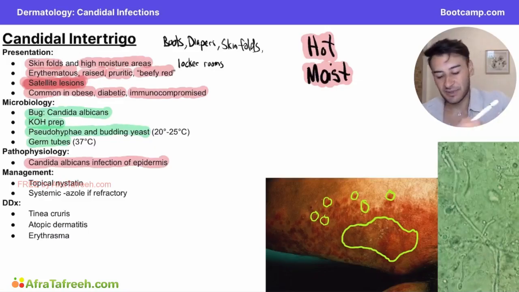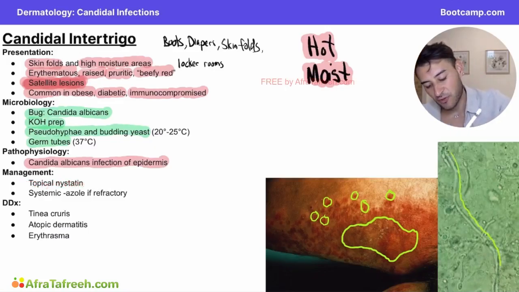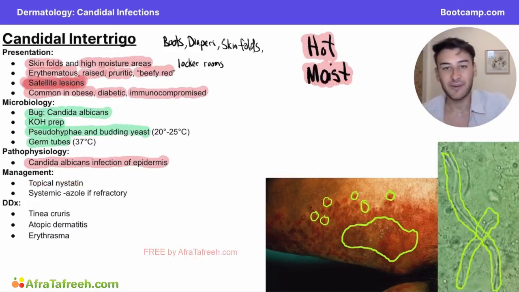If we take a look at our picture here, this is going to be the germ tube form that I'm outlining here. We see these nice long germ tubes, two great examples here on this slide. And remember, this is going to be a KOH prep that shows fungi.